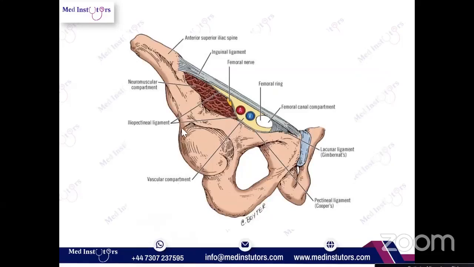This is a better picture. Here we can see the femoral nerve, which is not part of the femoral sheath. And in the femoral sheath, you can see the medial compartment has the artery, then the vein, and here is our femoral canal. And the opening of the femoral canal is our femoral ring. So this is all you need to know about this topic.